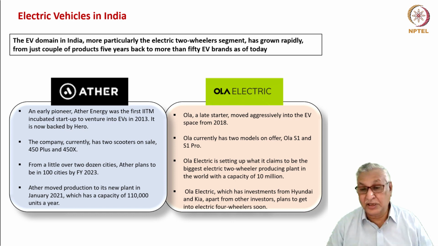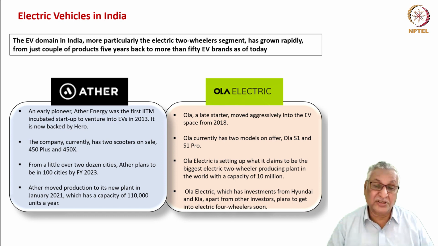Ola is a late starter. We know that Ola is a company famous for its ride handling business, but it has been a late starter in the electric business. However, it has moved aggressively into the EV space from 2018. It has two models on offer, Ola S1 and S1 Pro. Ola Electric is setting up a huge facility claimed to be the biggest electric two-wheeler producing plant in the world with a capacity of 10 million.